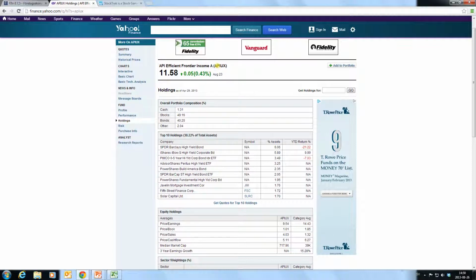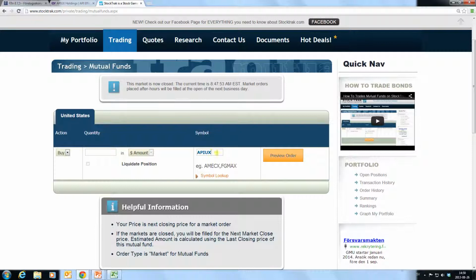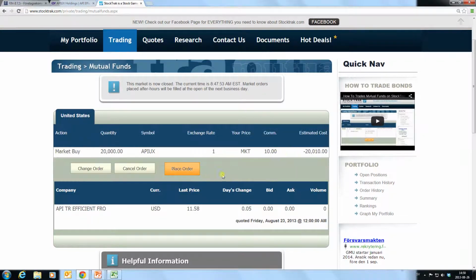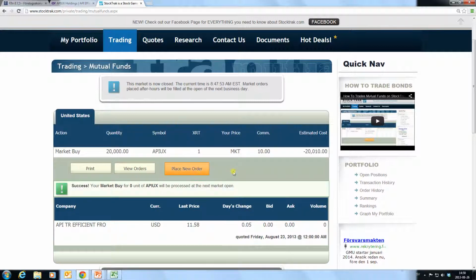Okay, so we find the symbol here again, we go to Stock Track, we write down the symbol, and we get it here. Okay, let's say I would like to invest $20,000 in this, preview the order, and I place it. Okay, so now I've invested in one stock fund and one mixed fund.